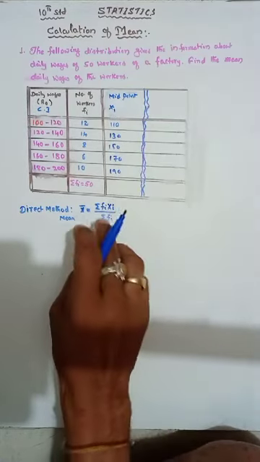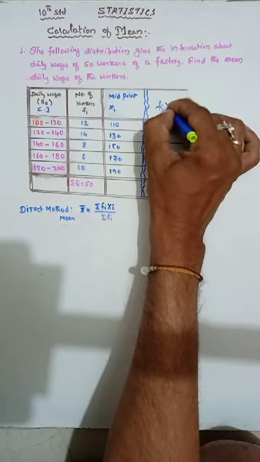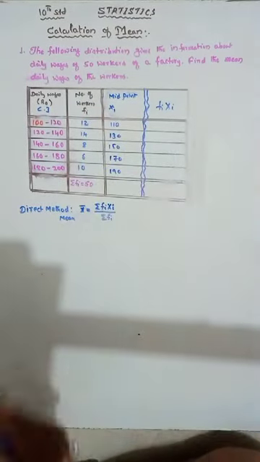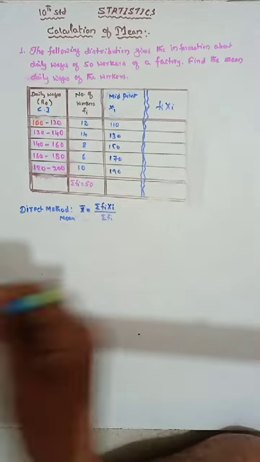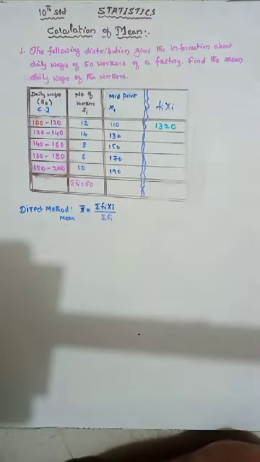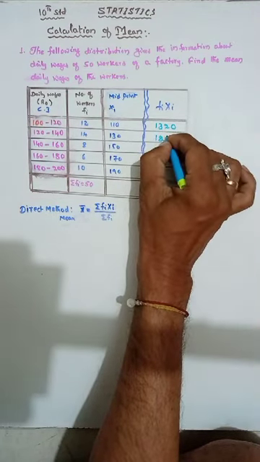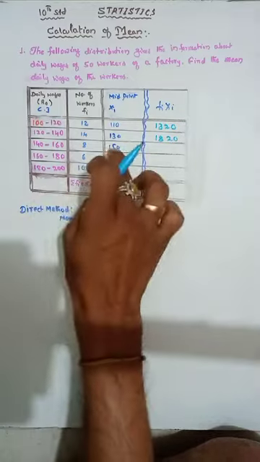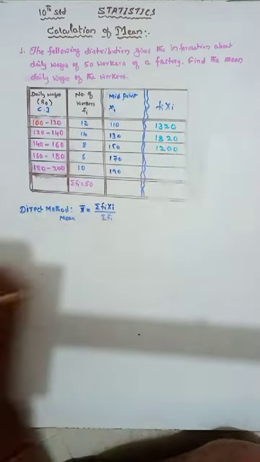Now what we have to get? The product of fi into xi. That is, we have to multiply these two columns. Only these 4 columns will come in the direct method. For that, 110 into 12 will give 1320. Again 14 into 130 gives 1820 here. 8 into 150 is 1200.